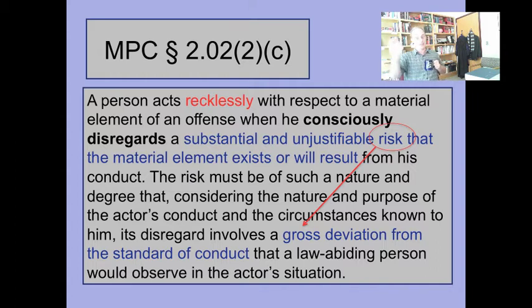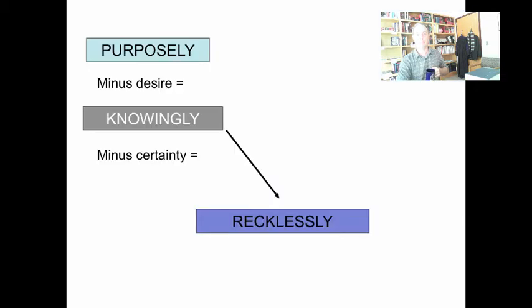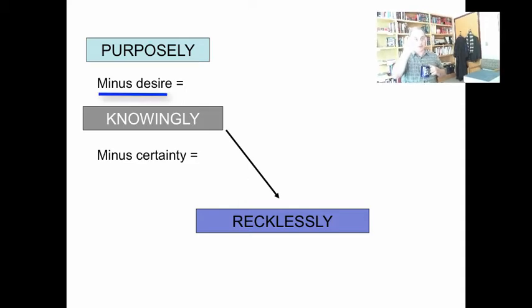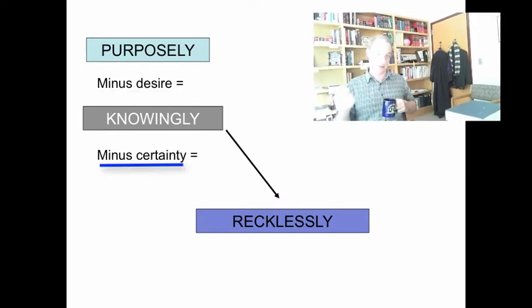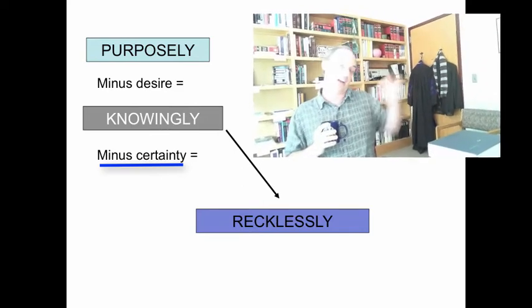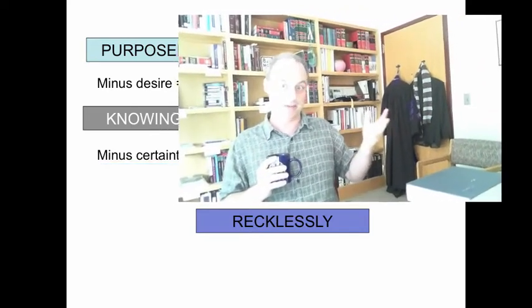Notice that the risk is linked to this gross deviation concept. The risk has to be well out of bounds for normal conduct. It's got to be a gross deviation from what we normally expect of people. So if you compare recklessly to the other levels of culpability, you move from purposefully down to knowingly when you lose the desire. You move from knowingly down to recklessly when you lose the certainty. So knowingly has to be 95, 100% certain that it's going to happen. Recklessly, you can be somewhat less certain.